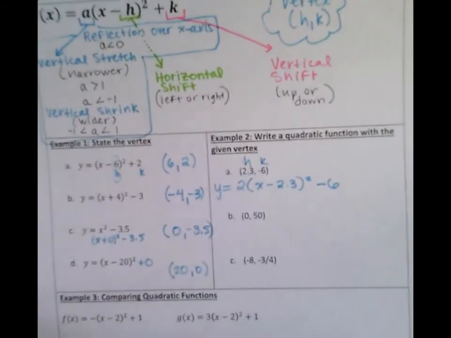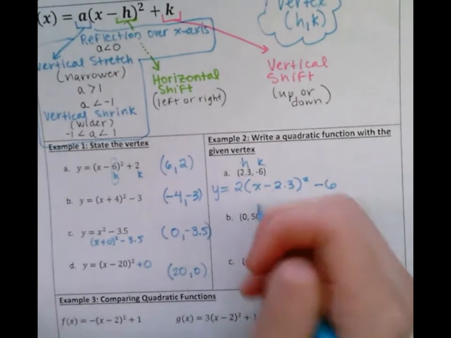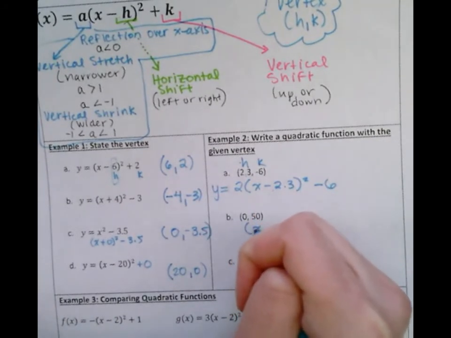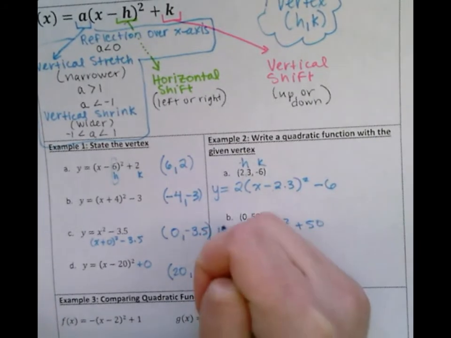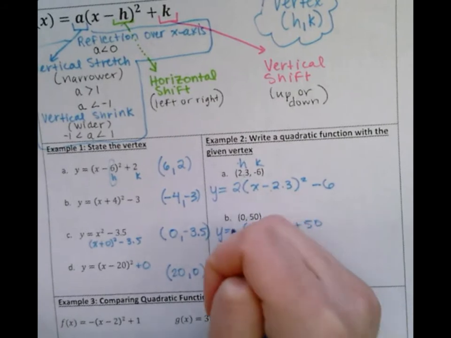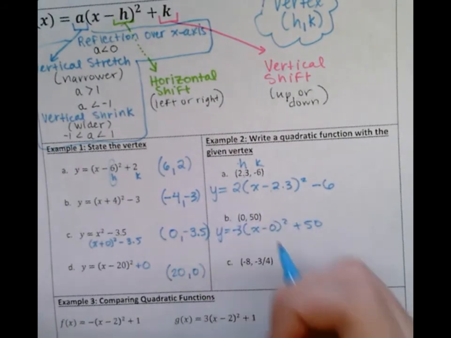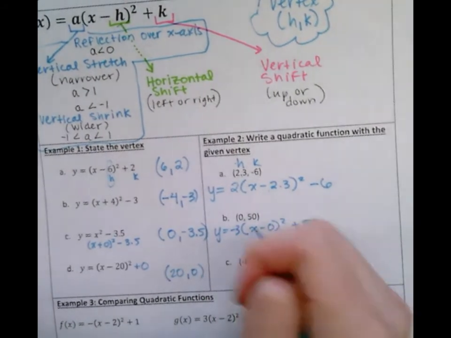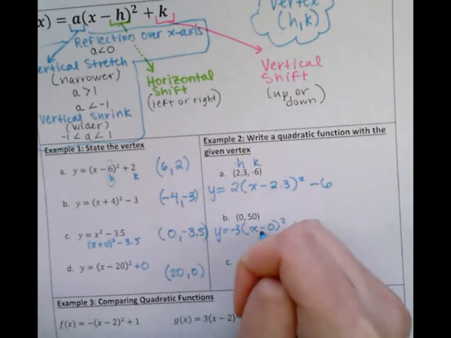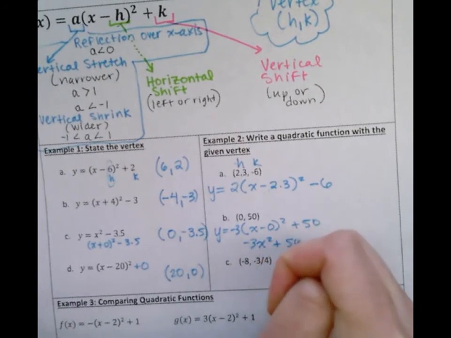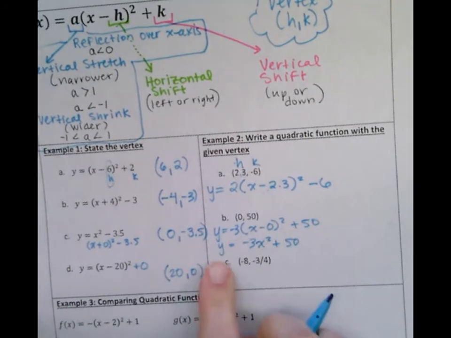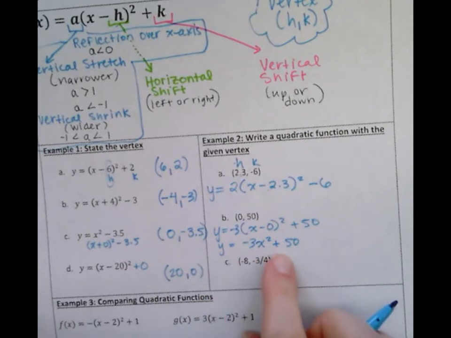So for the next one, it says 0, 50. Plugging in, that would be x minus 0 squared plus 50. Again, I can put some number out front. I'm going to do -3 this time. Now, what is x minus 0? That's just x. So really, I don't need to write it like x minus 0. I can just write it as an x squared. So now I get y equals -3x squared plus 50.